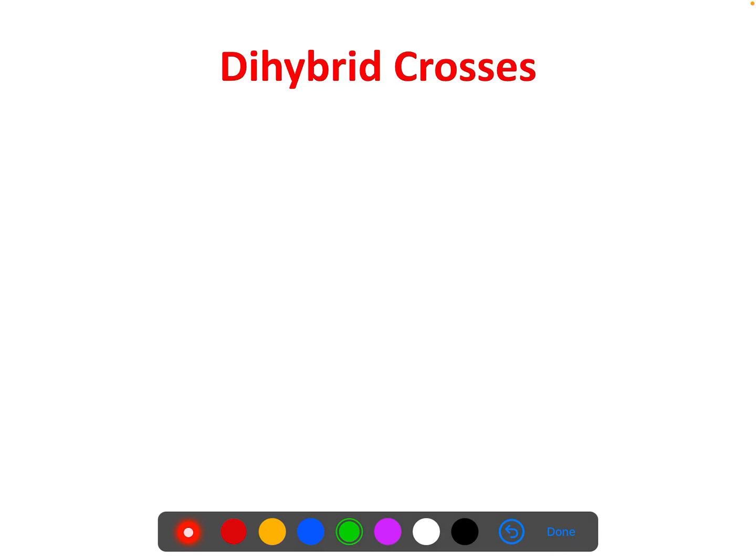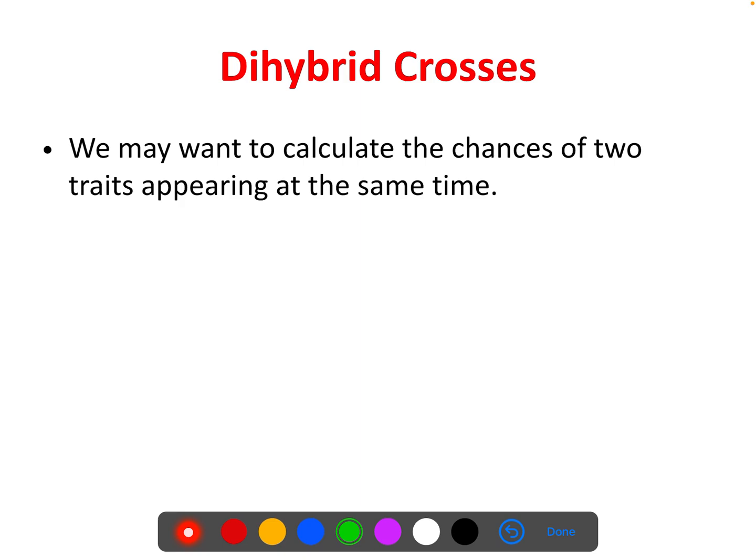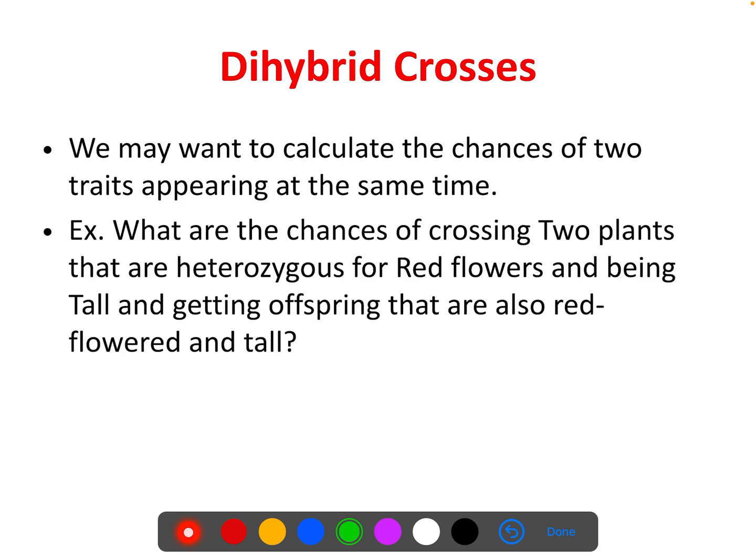All right, so now back to our dihybrid crosses. Sorry for that little kind of side turn there. Our dihybrid crosses will allow us to calculate the chances of two traits appearing at the same time. For example, what are the chances of crossing two plants that are heterozygous for red flowers and being tall and getting offspring that are also red flowered and tall?